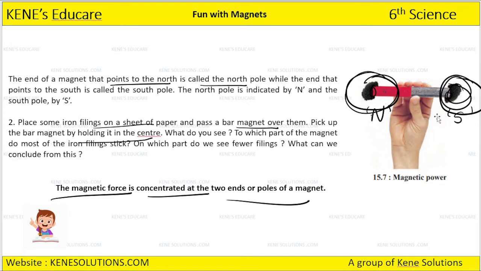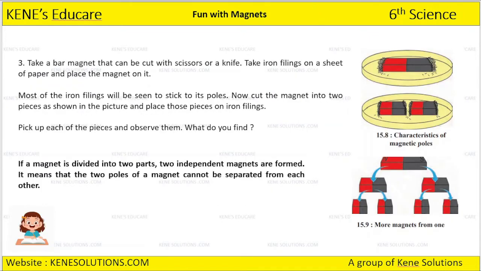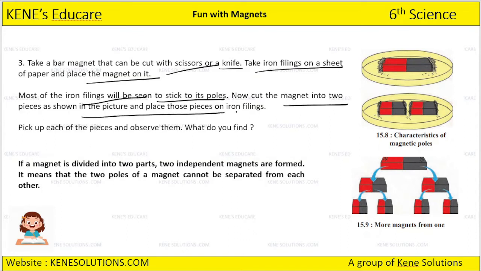See, take a bar magnet that can be cut with the scissor or knife. Take iron filings on a sheet of paper. Place the magnet on it. Most of the iron filings will be seen to stick to its poles. Now, cut the magnet into two pieces as shown in the figure.